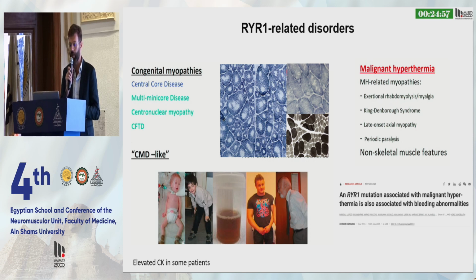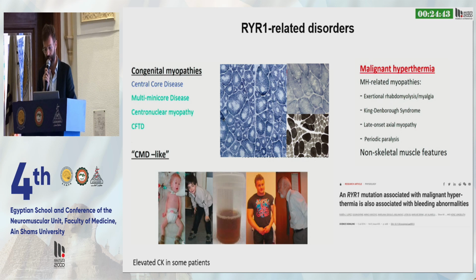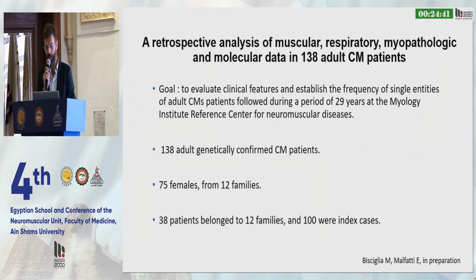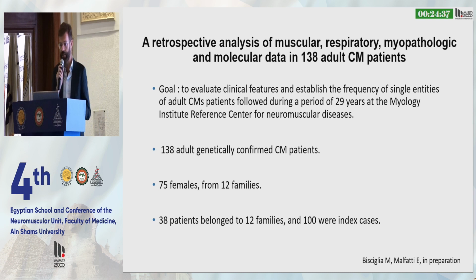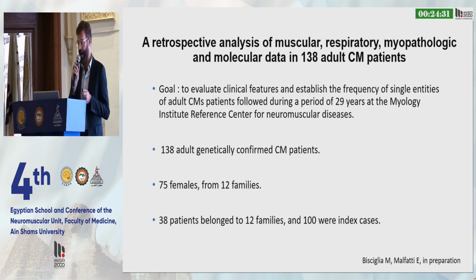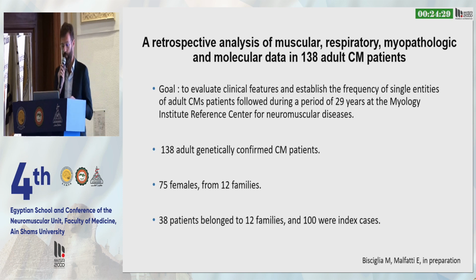And then you have some cases that overlap with congenital muscular dystrophy with elevated CK level. So this is a huge spectrum of disorders. They are frequent. Think first of this condition when you examine a patient with a congenital myopathy. And in our center, we performed a retrospective analysis of muscular, respiratory, myopathologic, and molecular data in 135 adult congenital myopathy patients.